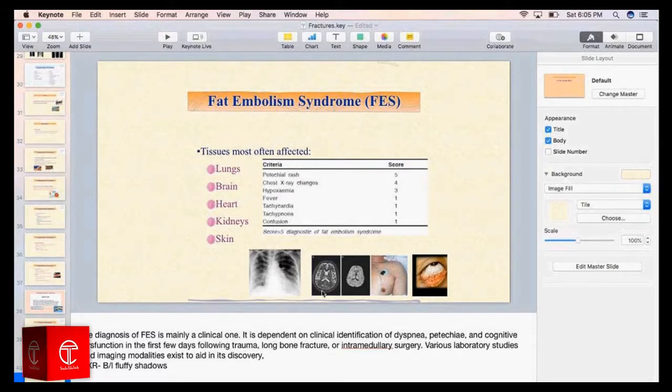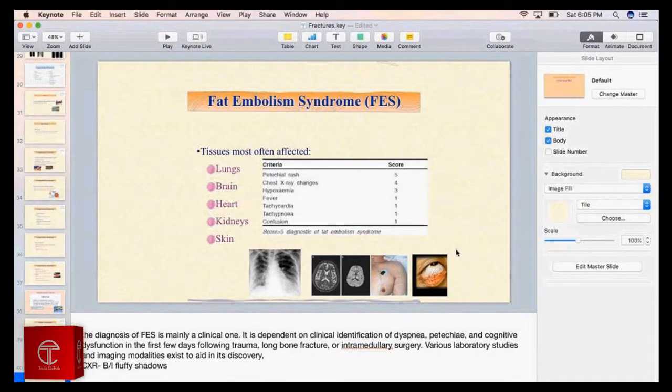In the brain, there will be ischemic changes. On the skin, you can appreciate petechial rashes, particularly in the axilla and the neck. And in the eye, in the inferior palpebral region, you can appreciate palpebral petechial lesions. So next time when you go to your trauma ICU, look at this region. This is the most common, earliest region where you can appreciate petechiae in a suspected case of fat embolism.